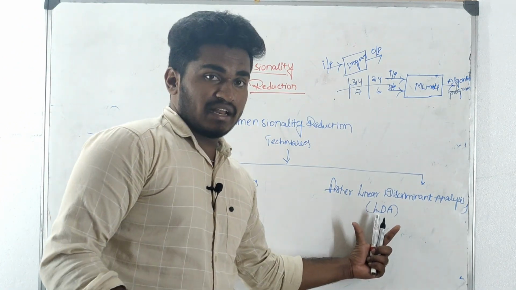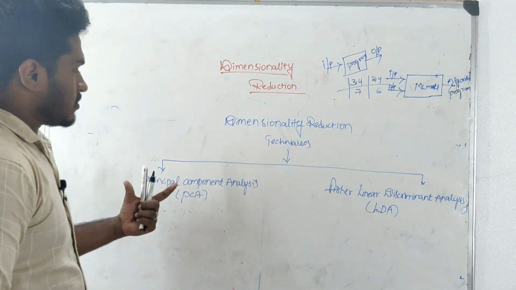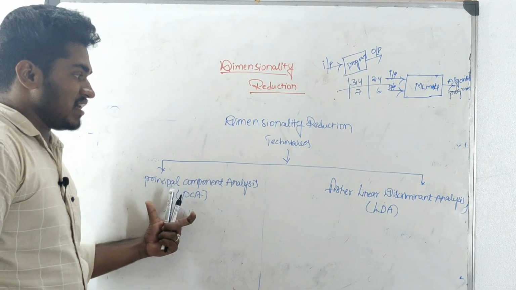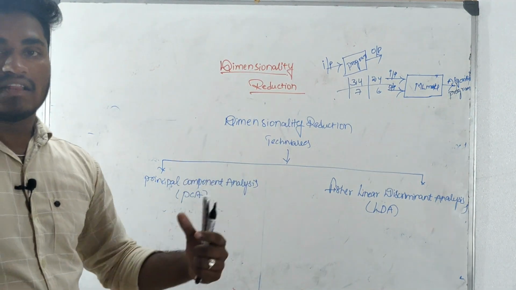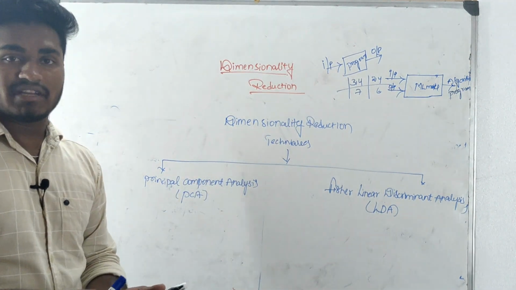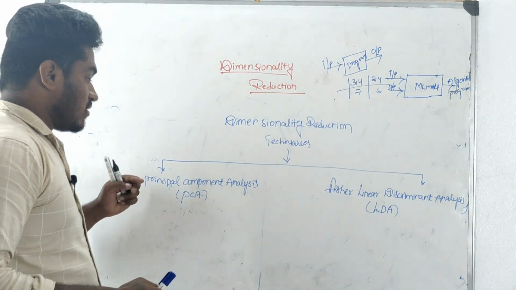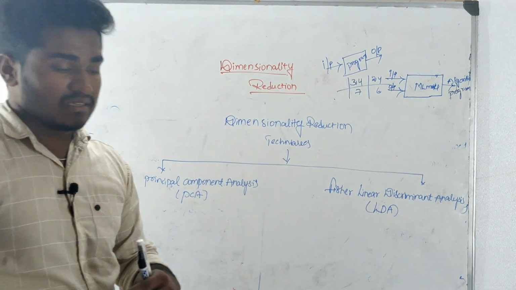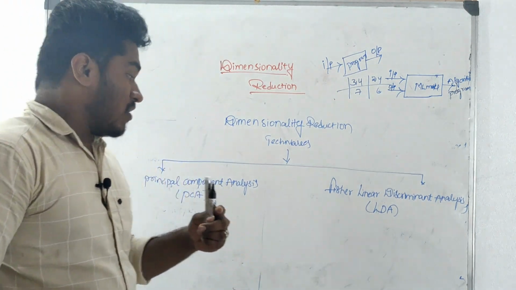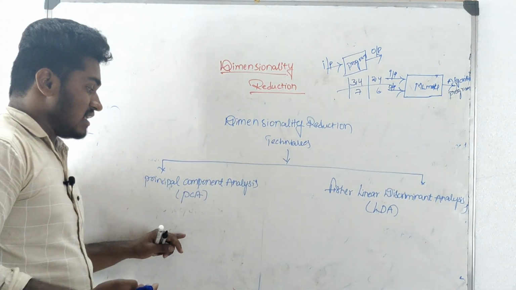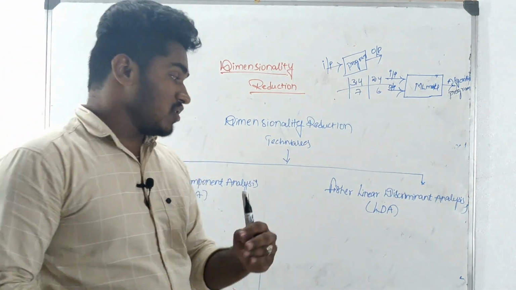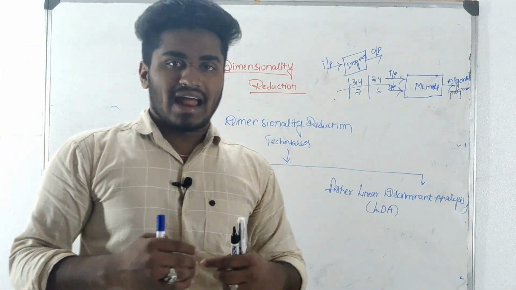So these dimensionality reduction techniques are categorized into two: principal component analysis as well as Fisher linear discriminant analysis. In our syllabus, only principal component analysis is mentioned. Fisher linear discriminant analysis is also very important in machine learning. So in the upcoming videos, we will see what principal component analysis is, how it works, what the algorithm for principal component analysis is, and some problems based on it.